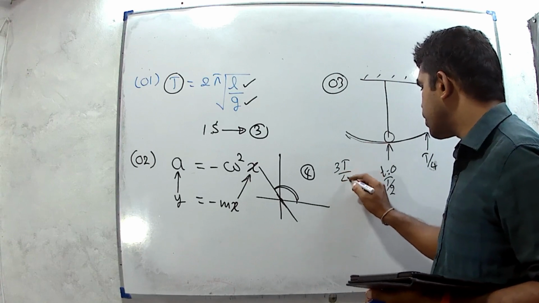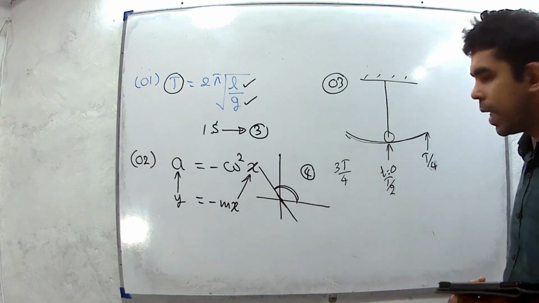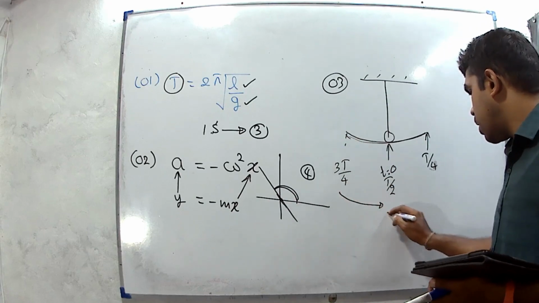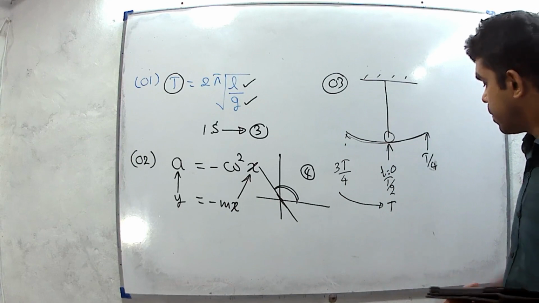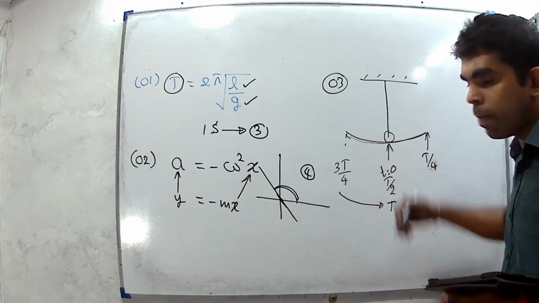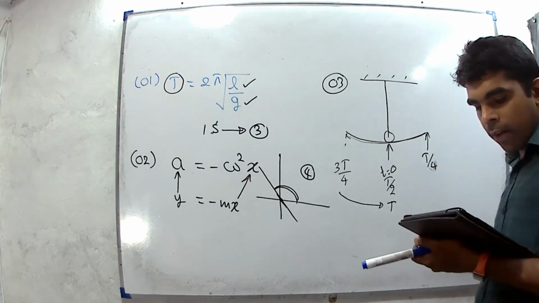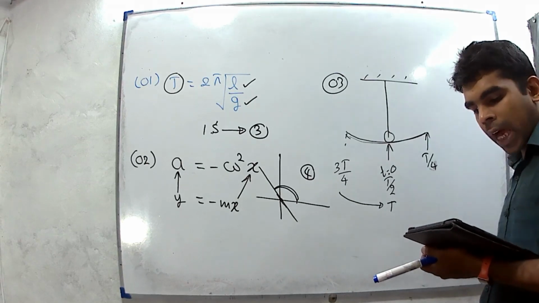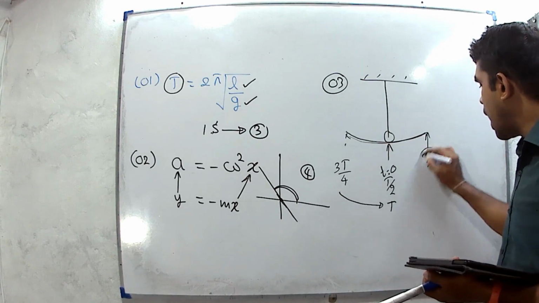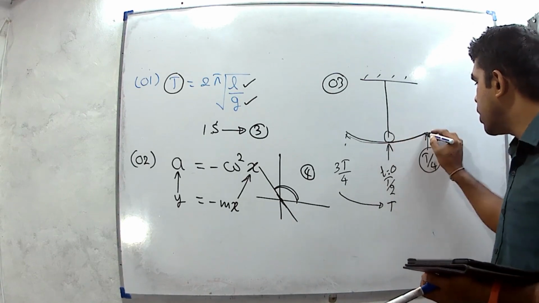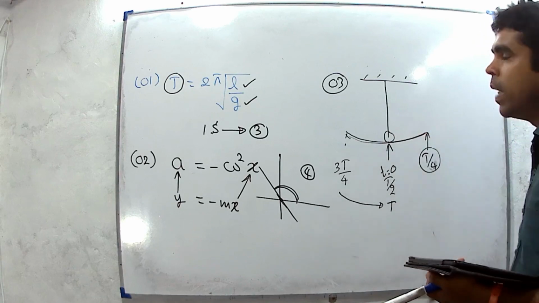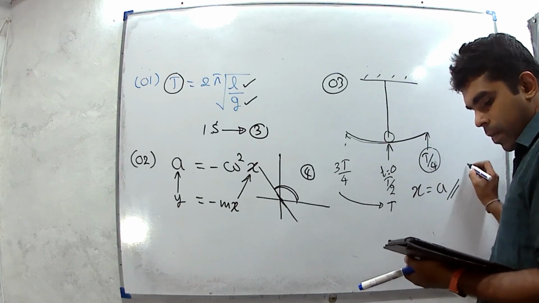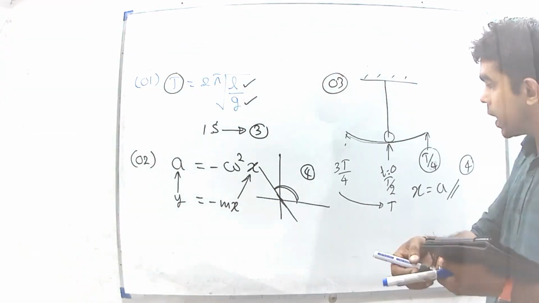At 3/4 of the period, it should be at this end. Again, when completing the full period, it should be at the middle point. Now they have given the displacement from O at time t equals T over 4. At time T over 4, it should be at the oscillating end. Oscillating end means its displacement should be the amplitude. Then answer 4 for question number 3.